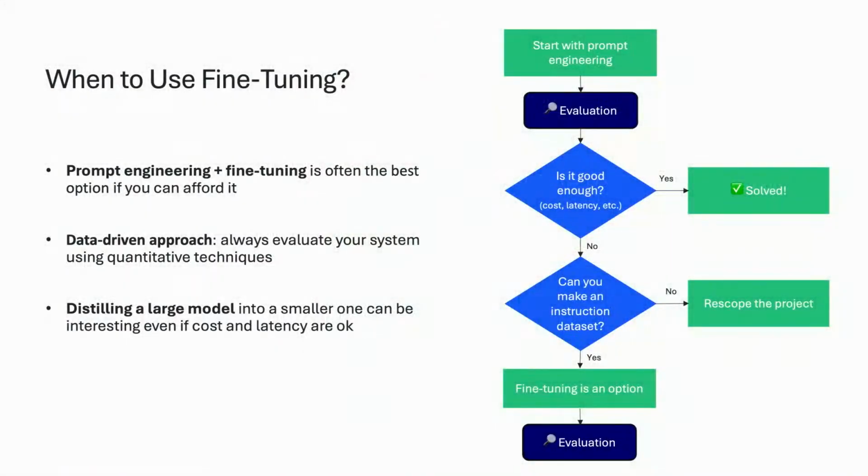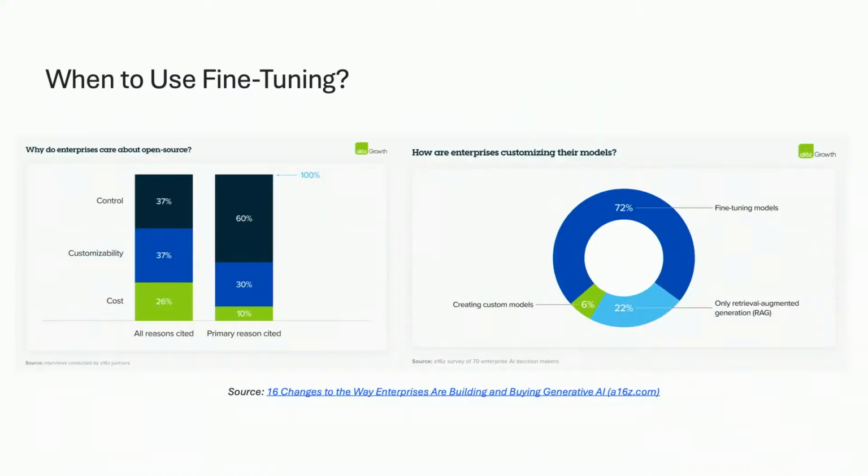Otherwise, the question is, can you make an instruction data set? So can you create pairs of questions and answers to fine-tune the model? If it's not the case, it can be for multiple reasons, but it's probably a good sign that you need to rescope the project. Otherwise, fine-tuning is an option, and you can reuse the evaluation framework that you created to evaluate the model. So that was the technical answer, but you also have a non-technical answer to that.